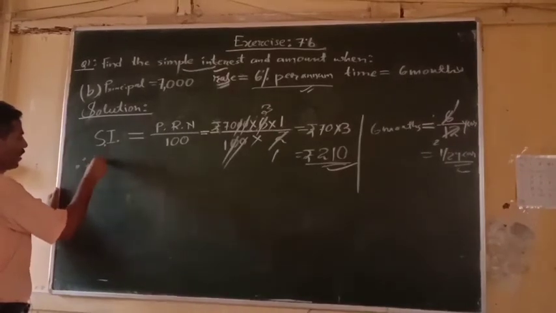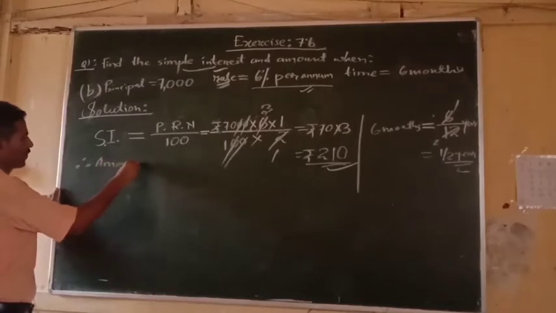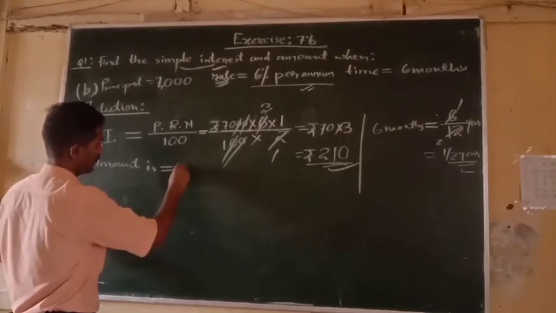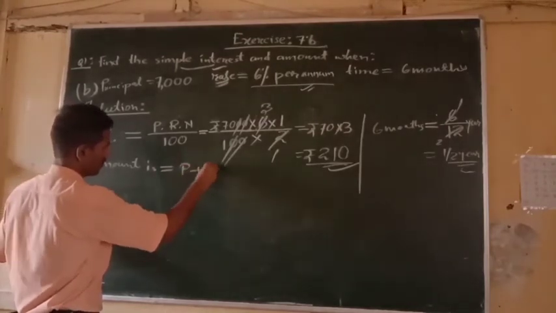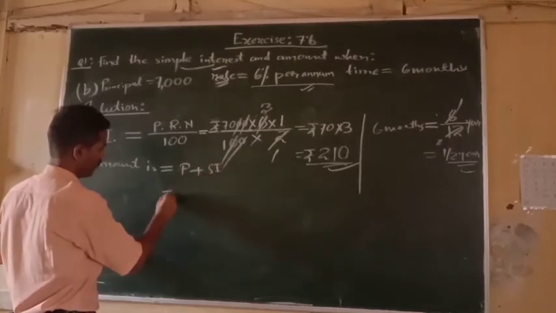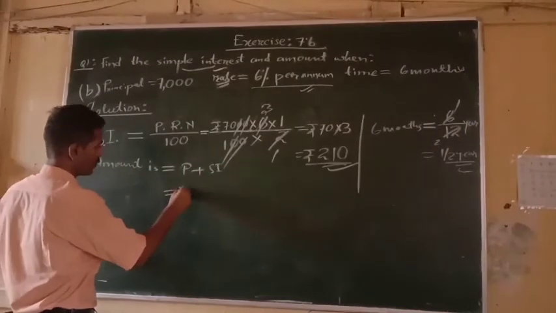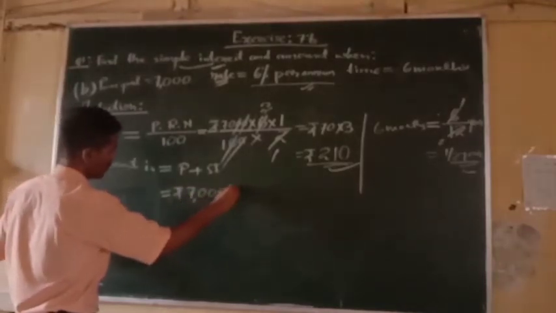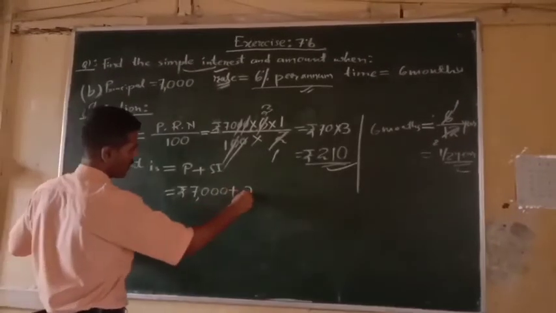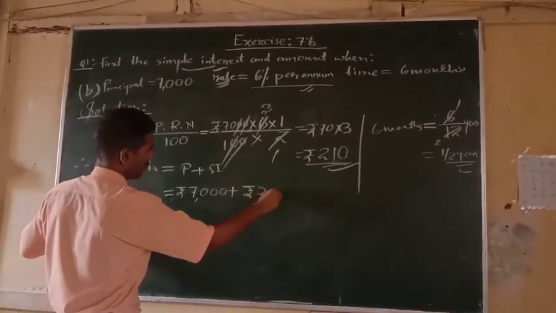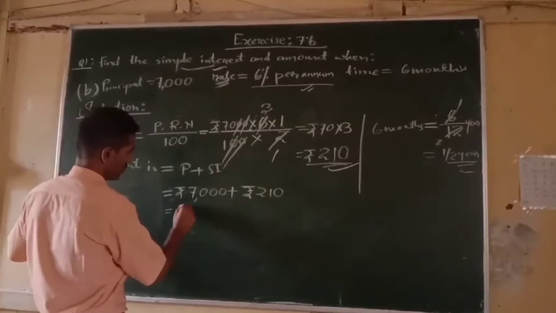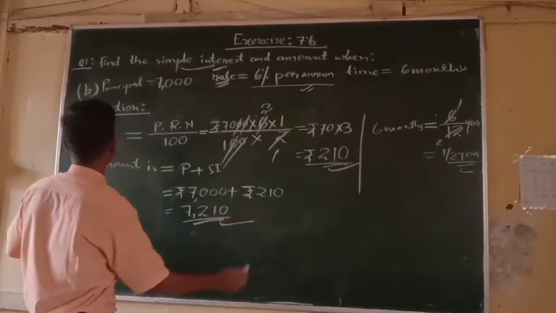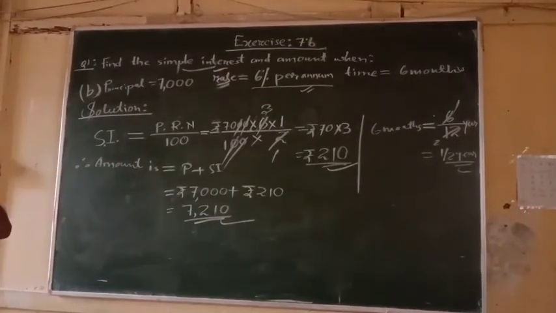Therefore, amount is equal. We know amount is what? Principal plus simple interest. Now in the following step, principal is given, what? Rupees 7,000. So I'll write here 7,000 plus simple interest. What we got? We got rupees 210. So I'll write here rupees 210. It will become 7,210. This is the solution for question number 1, sub question B.